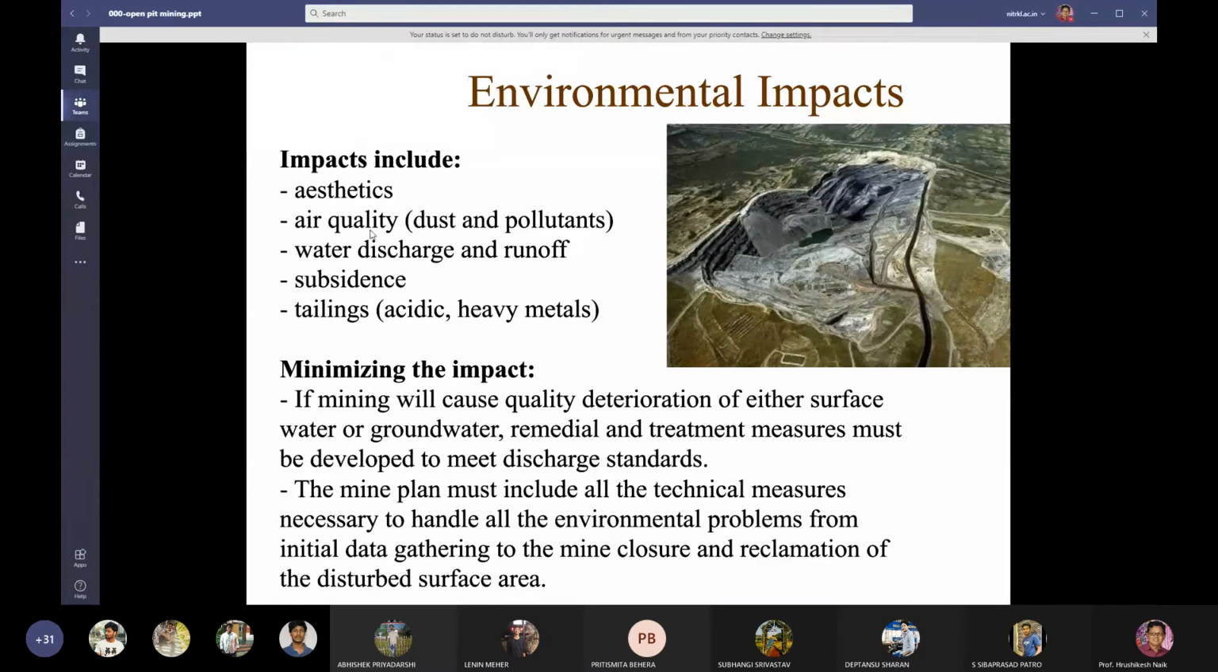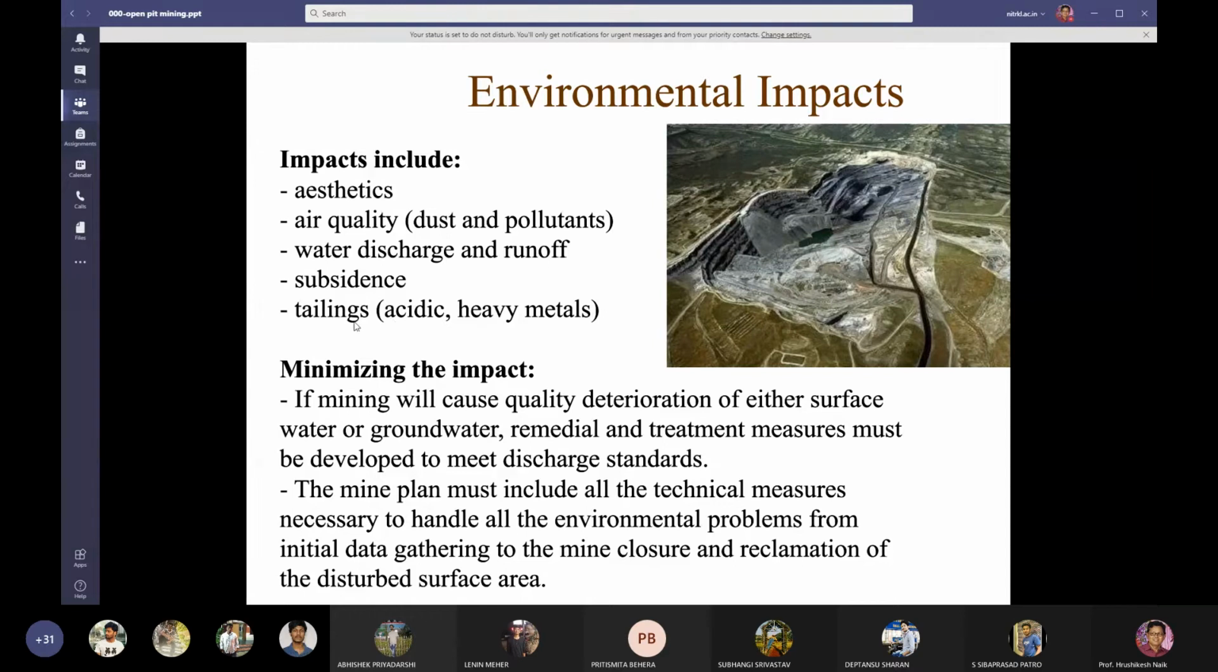Air quality is degraded. Quality of air in the mining area is degraded because of the dust and different types of pollutants. Water discharge and runoff is there in the open pit mines. Water discharge and runoff and water pollution take place. And subsidence also takes place in mining areas. The ground subsides.